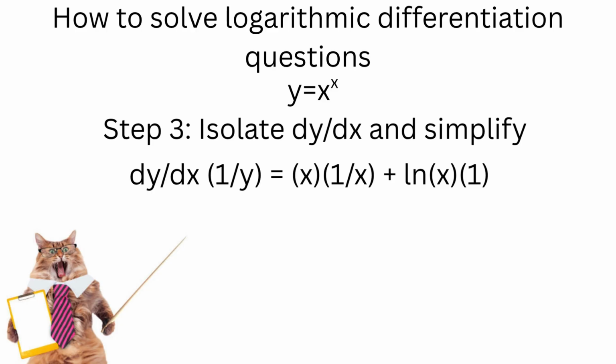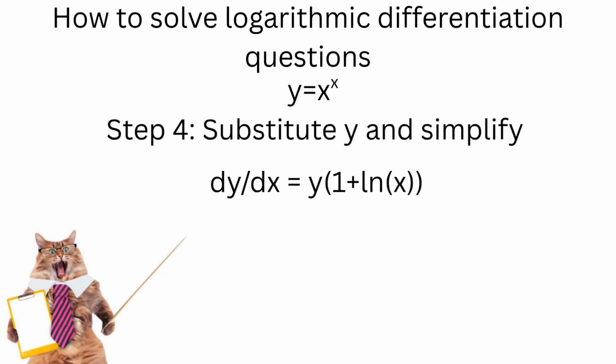Now let's move on to step 3, where we have to isolate dy dx and simplify. So now that we have this expression, let's move y to the other side of the equation and cancel out the x's in the first term. So that way we can get dy dx equals y times 1 plus the natural log of x.